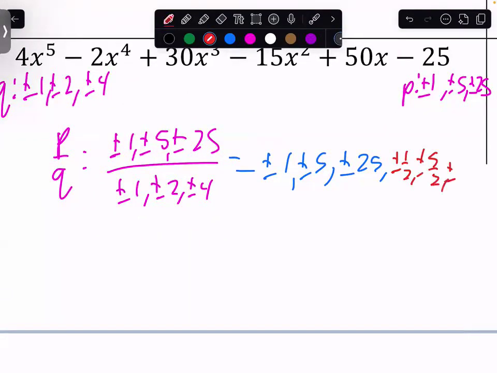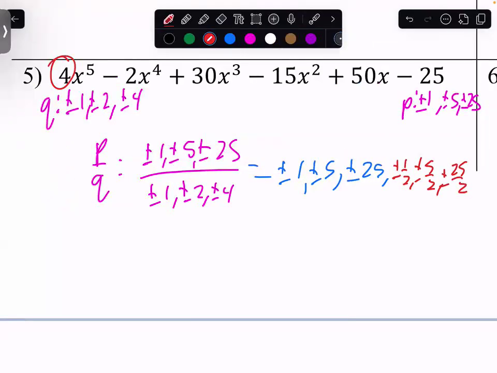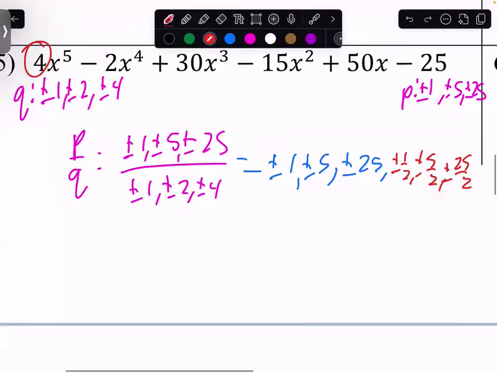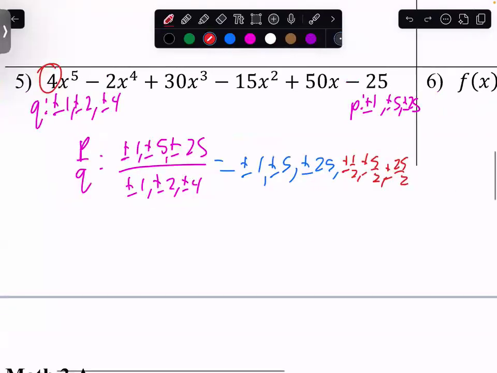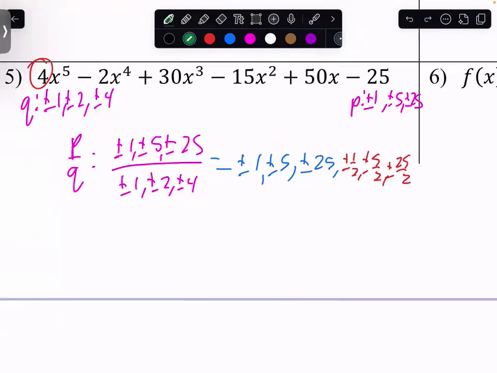How do you get those numbers for Q? They were factors of the leading coefficient, which is 4. That's the term with the highest exponent. So the leading coefficient is where the factors of Q come from. And then lastly, we need to pair up the last denominator of 4. So 1 over 4, 5 over 4, 25 over 4.